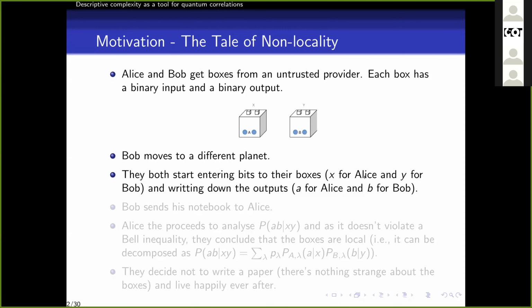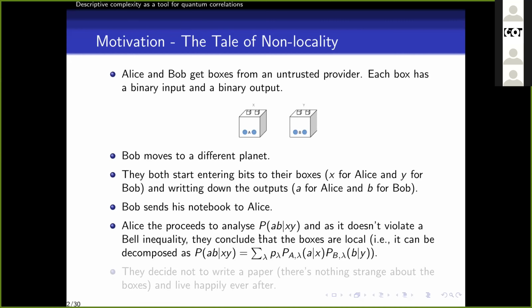We'll call X Alice's inputs and Y Bob's inputs. And they start writing down the outputs they get from the boxes, A for Alice and B for Bob. So after repeating this many times, Bob sends his notebook to Alice. Alice takes her notes and what she got from Bob, and she proceeds to analyze the probability of obtaining AB at the outputs, given that they have XY at the inputs. She measures this probability as the relative frequency of obtaining AB in the experiments, given that the inputs were XY.